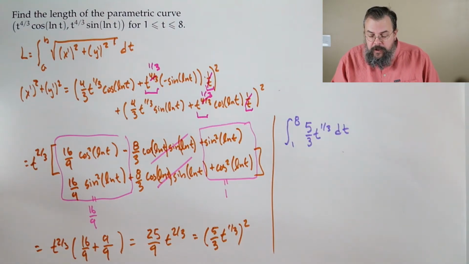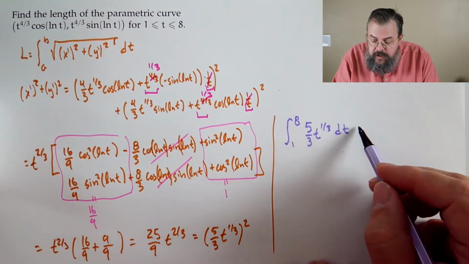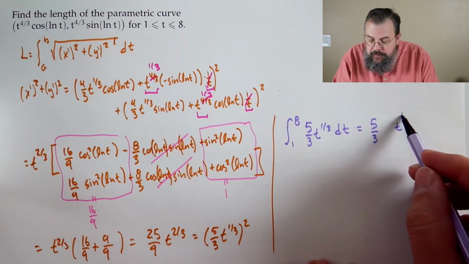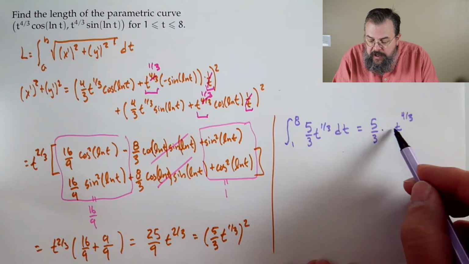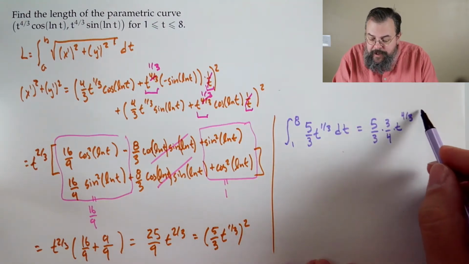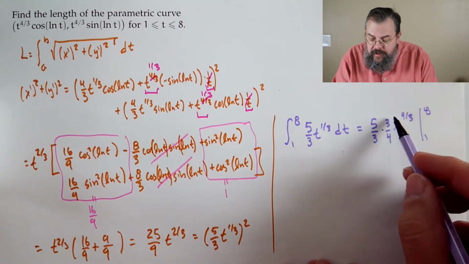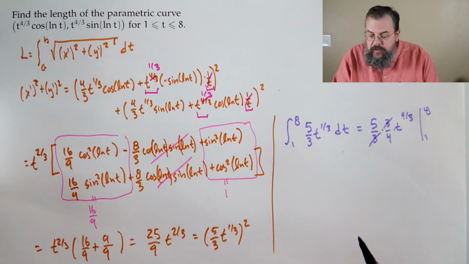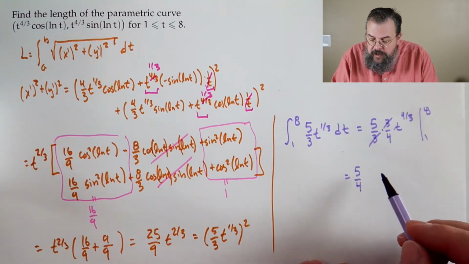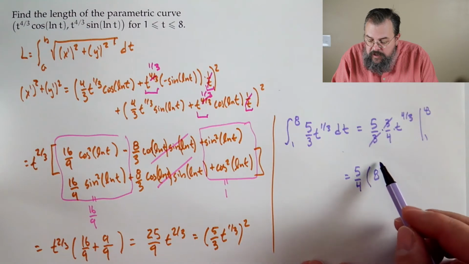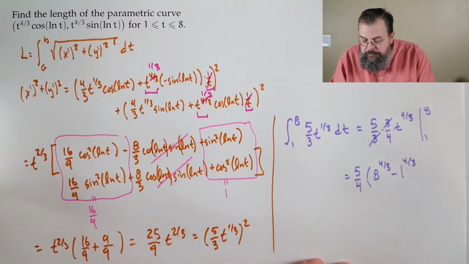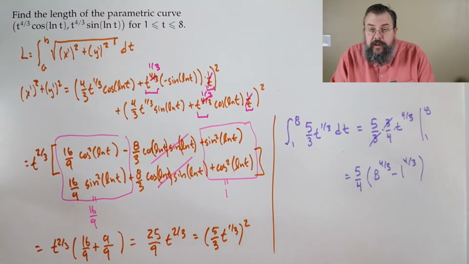All right, well, when we integrate, what do we get? That's 5/3, and we're going to add 1, so that'll be 4/3, multiplying the front by 3/4, the reciprocal. And evaluate 1 to 8. The 3's cancel. So we really have 5/4, and then we have 8 to the 4/3 minus 1 to the 4/3. Well, 1 to the 4/3 is easy, that's 1.